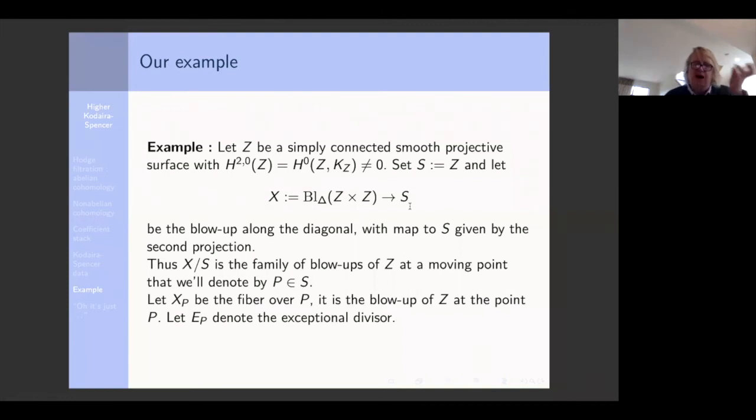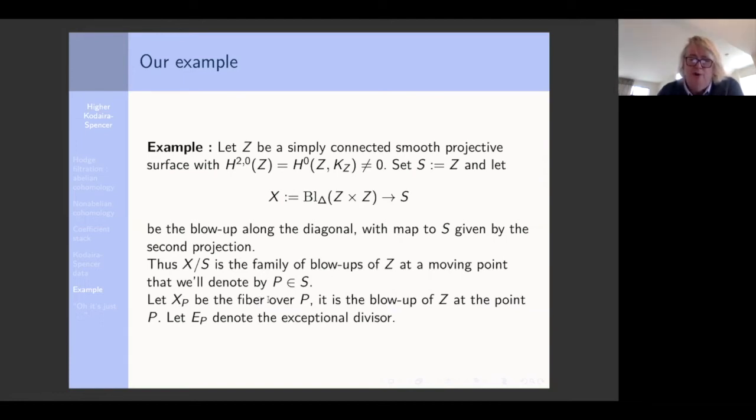You can see that automatically that's going to have trivial variation of Hodge structure, right? So there's no variation of Hodge structure, and there's no first order Kodaira-Spencer map. What I would like to point out here is that we are going to have a higher order Kodaira-Spencer map, a second order Kodaira-Spencer map. So X over S is the family of blowups of Z at the moving point.